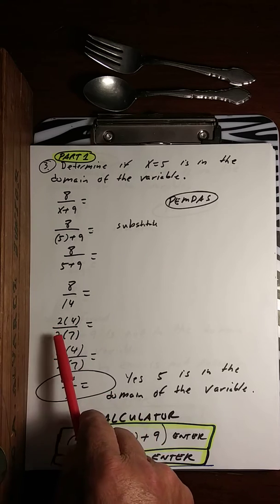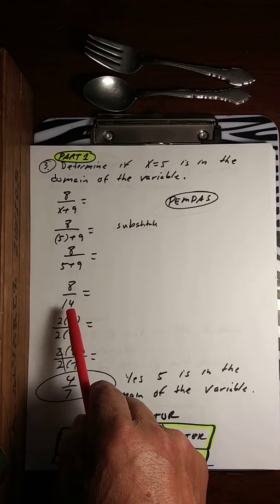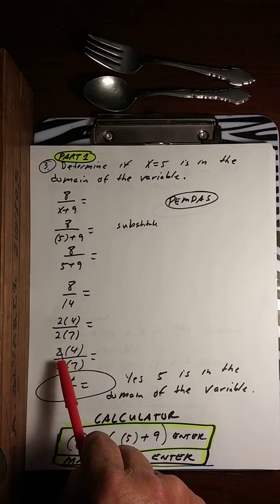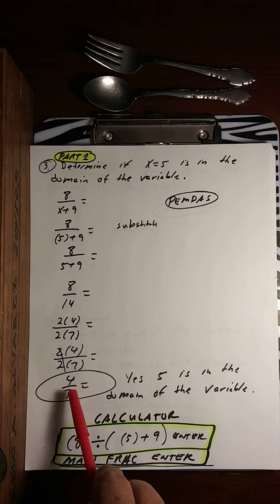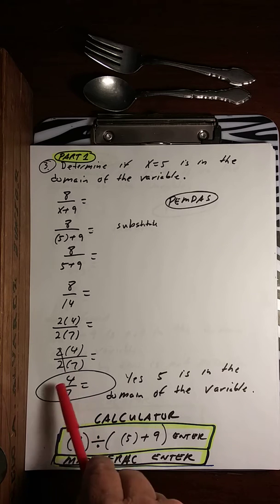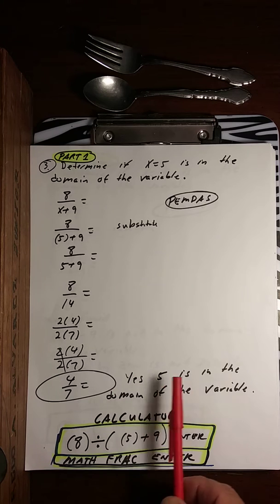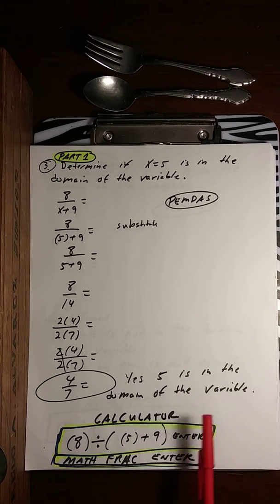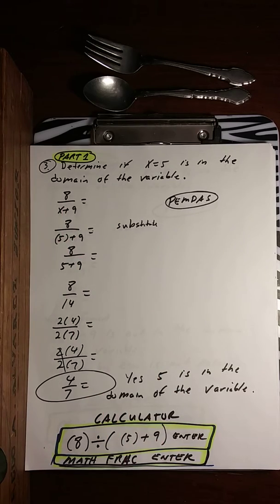2 times 4 is 8. 2 times 7 is 14. So now the 2's you cancel out. So we ended up with 4 over 7. And that's defined, it's fine. 4 over 7, no problems. So yes, 5 is in the domain of the variable. Can we do this in the calculator? Sure, let's do it in the calculator.